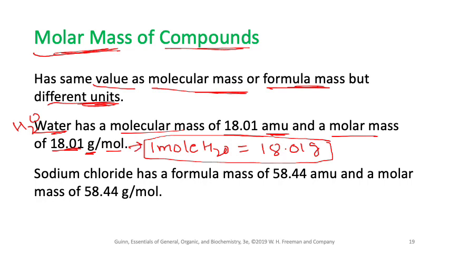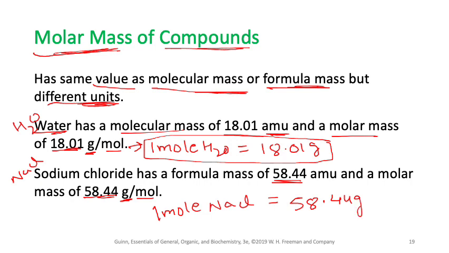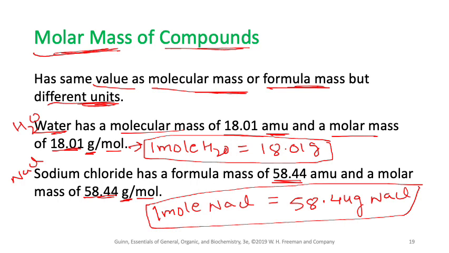One more example, sodium chloride, NaCl, has a formula mass we already calculated as around 58.44 atomic mass units, and then the molar mass will be exactly the same, but the units are different, grams per mole, because this is the definition of the molar mass: how many grams in each mole of that particular substance. So I can say 1 mole of NaCl means I have 58.44 grams of NaCl. And from this equivalency I can make a conversion factor, and you can easily solve the problem.